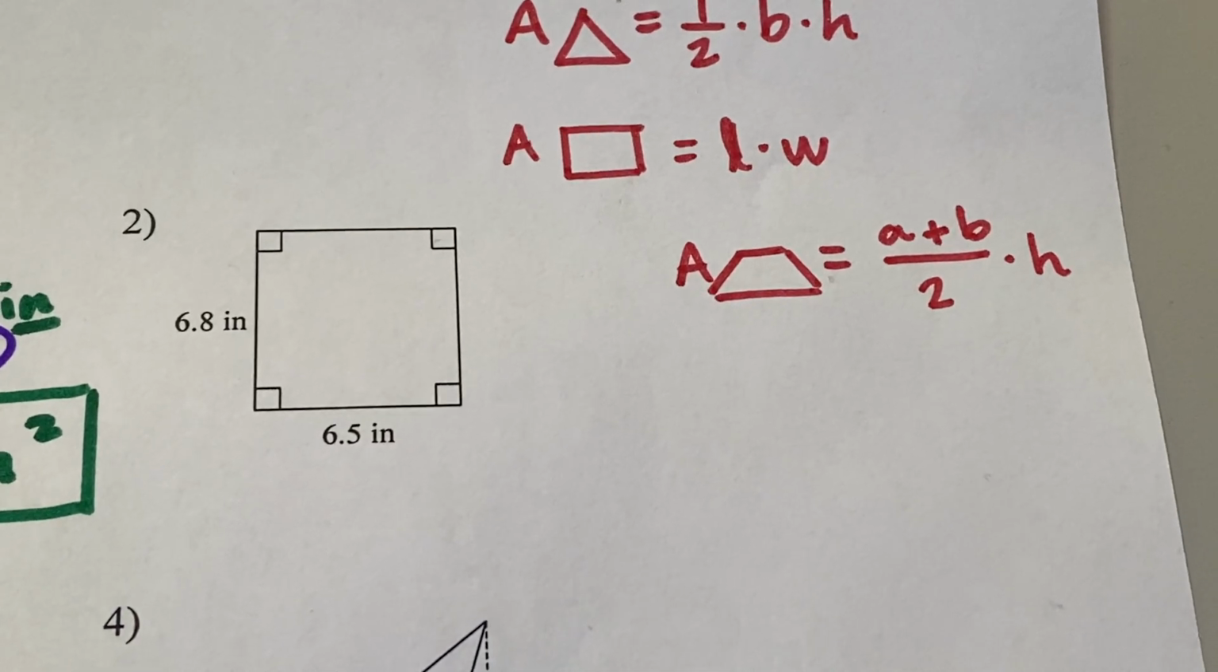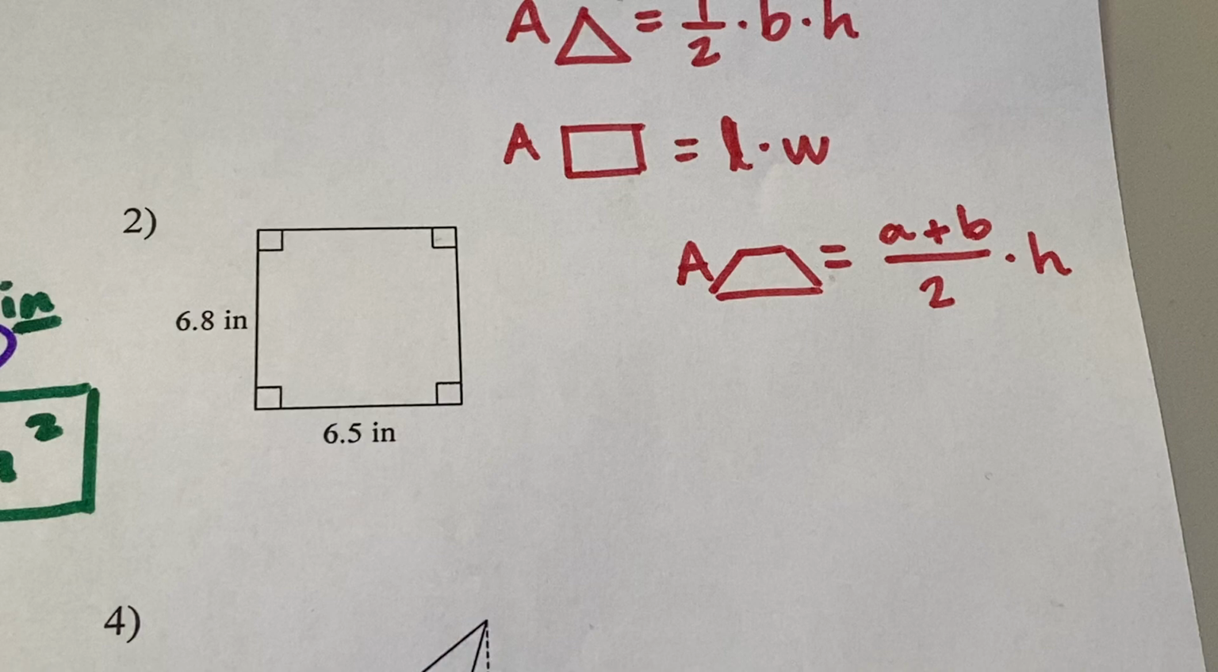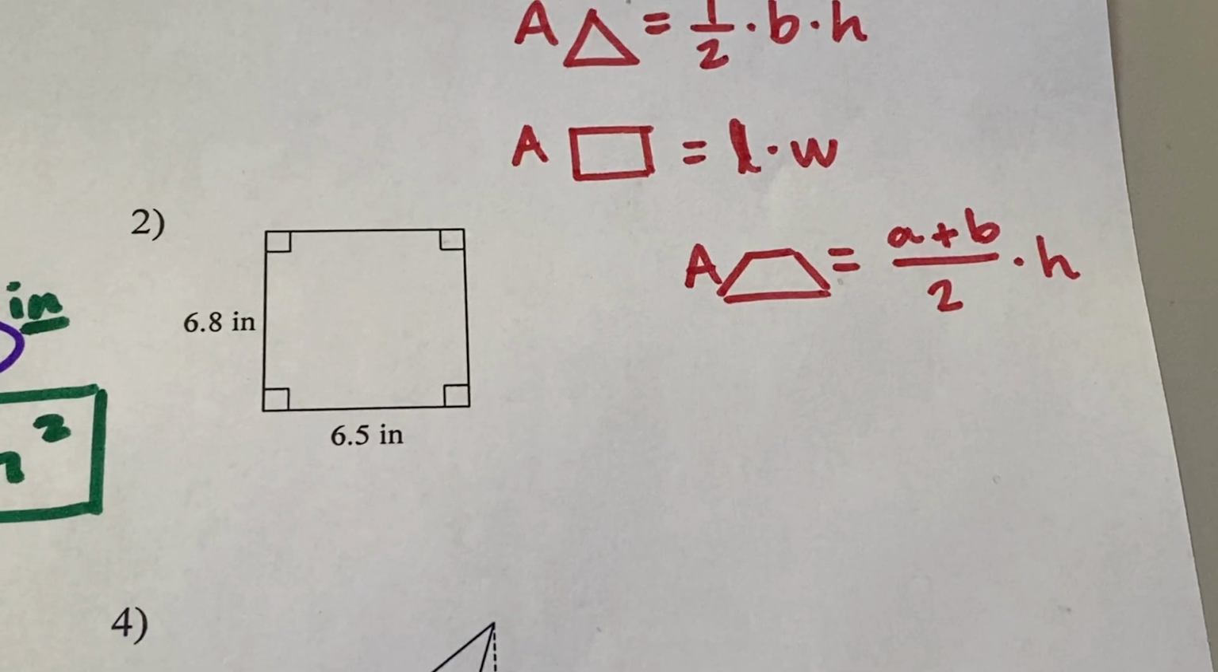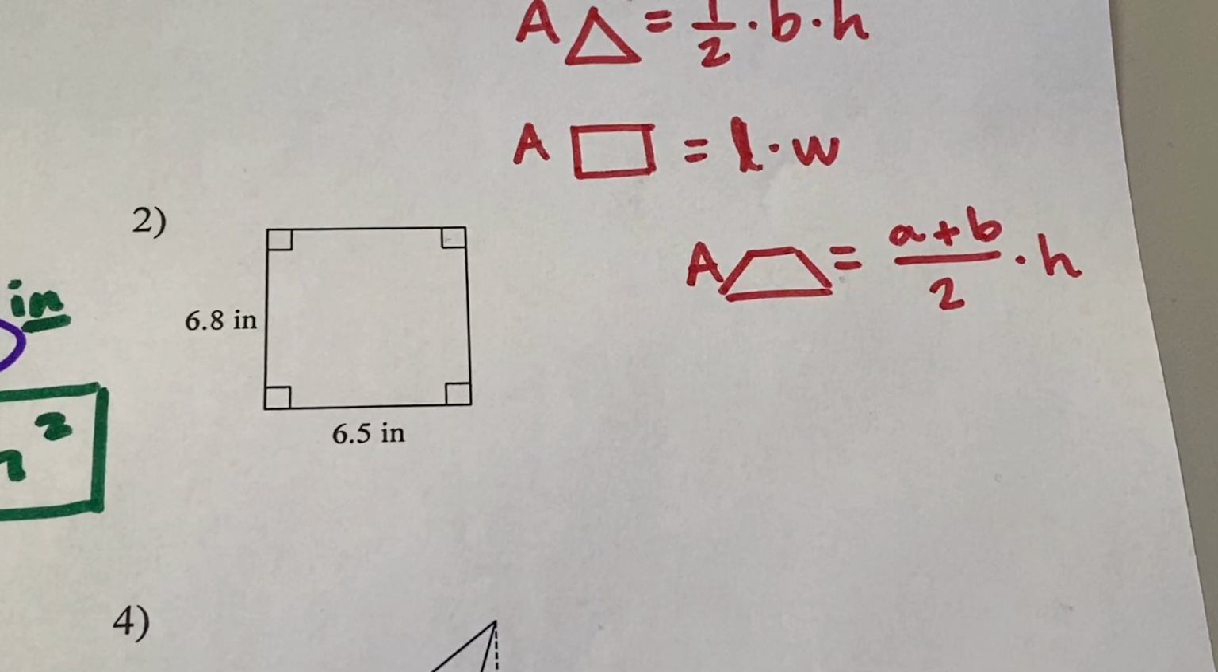What shape are we using? Square, rectangle. It's not actually a square because those aren't equal. Okay, but rectangle, quadrilateral. So this guy's easy. Which one's my length? 6.8. Which one's my width? 6.5.